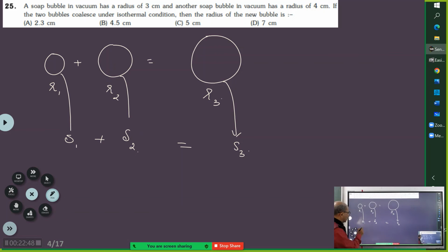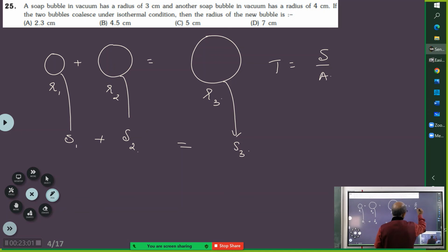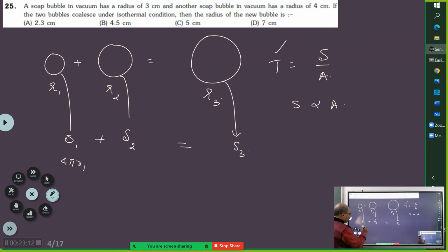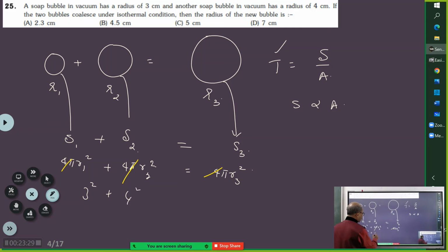The conditions are the same. So S1 is proportional to T, S1 is proportional to the area. Under the same tension, because surface tension is S by A, this T is constant, so therefore S is proportional to A. So I will write it as 4 pi R1 square plus 4 pi R2 square, with proportionality constant T, equal to 4 pi R3 square. So 4 pi goes, and R1 square plus R2 square is equal to R3 square. So 3 square plus 4 square is equal to 5 square. And therefore the radius of the bubble will be 5 centimeters.